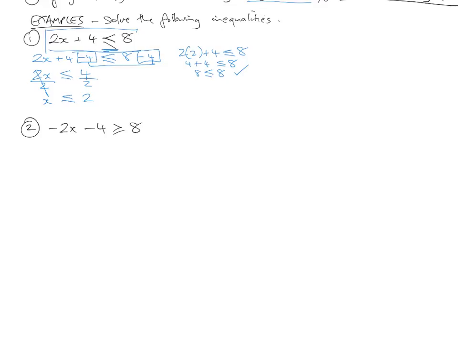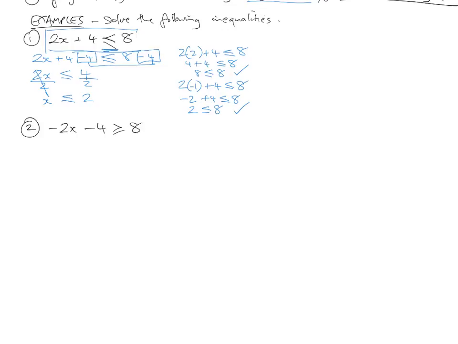Let's try another number that's less than or equal to 2. Let's say negative 1. Two lots of negative 1, because that's less than or equal to 2. That should work here. Two lots of negative 1 is negative 2, plus 4, less than or equal to 8. Negative 2 plus 4 is going to be positive 2. Is positive 2 less than or equal to 8? Yes, it is.